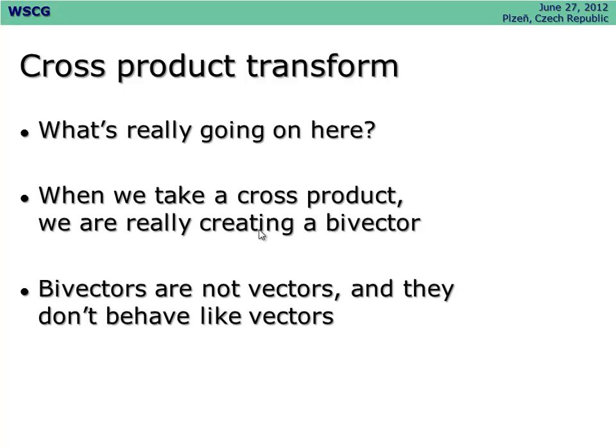Because when we take a cross product, we're not actually creating a vector, like all the textbooks say. We're creating a bivector. It's something that's different from a vector. It's expressed on a different basis than a vector. It's not really the E1, E2, E3 basis that a vector uses. And because it's not a vector, it doesn't behave like a vector.